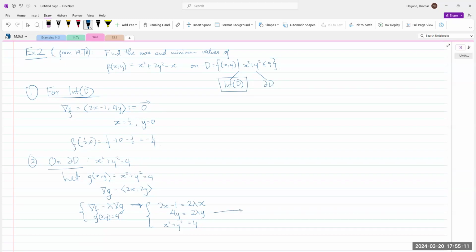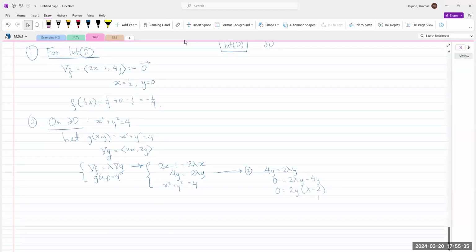Let's use equation number 2 first. 4y equals 2 lambda y. Do not divide both sides by y, because y may be 0. In fact, that's one of the answers. 2 lambda y minus 4y equals 0. If I factor the 2y out, I get 2y times (lambda minus 2). So either y equals 0 or lambda equals 2. Likewise in equation 1, 2 lambda x minus 2x plus 1 equals 0. It's kind of hard to work out.